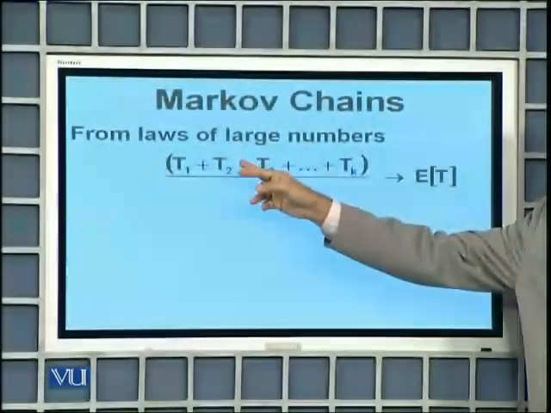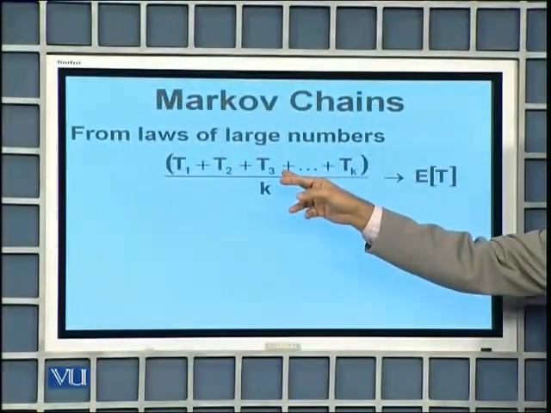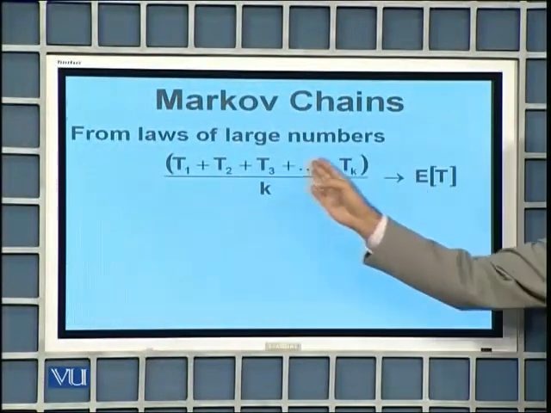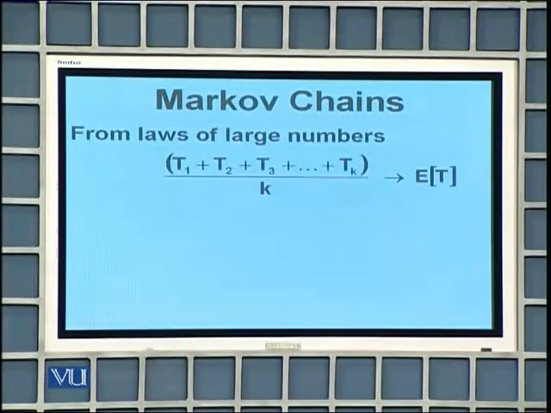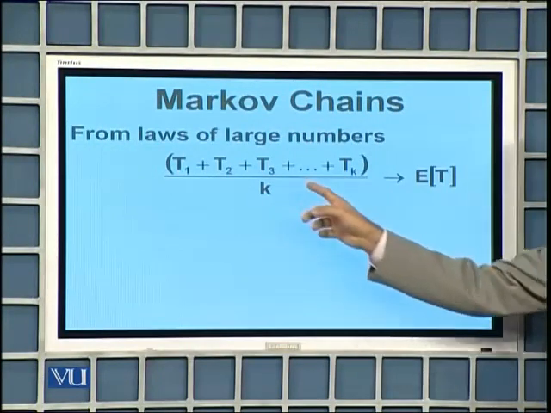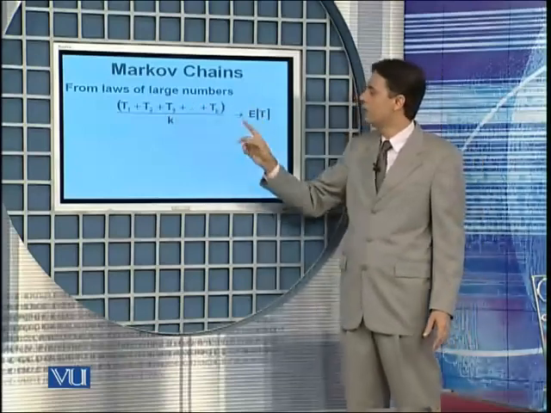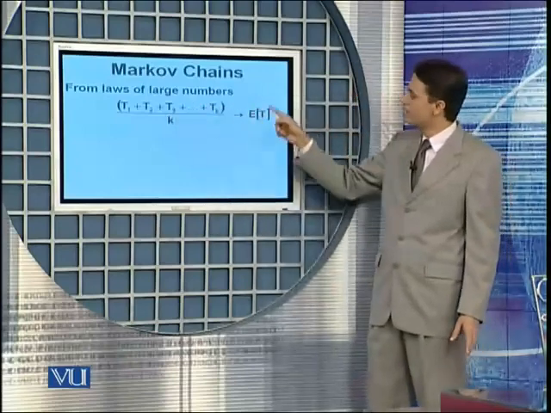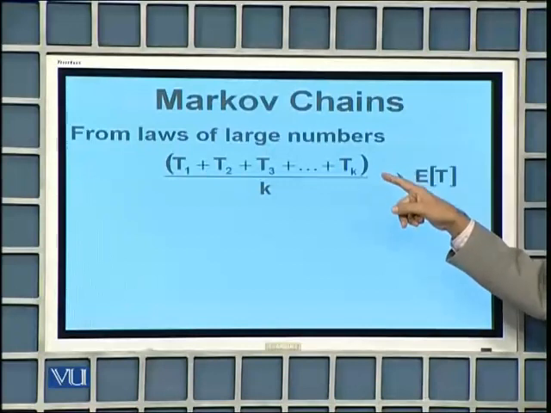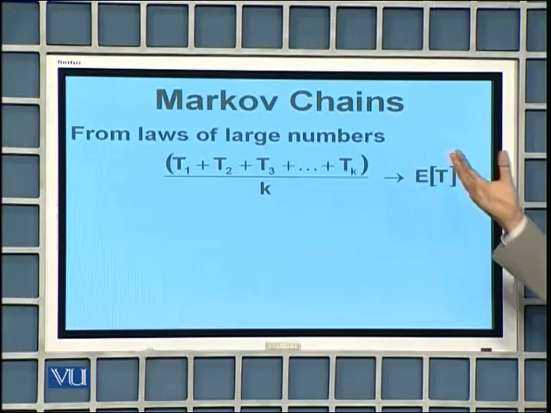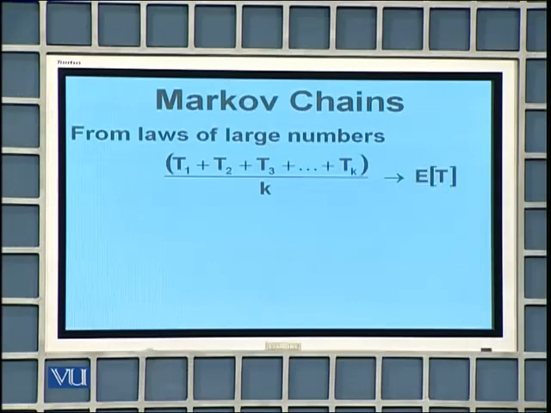So from the law of large numbers, if you have first return time plus second return time plus third return time all the way to k return times, and you take the sum of all these return times, which can be different, but you average them out by dividing this sum by k, you are going to converge to the expected value of return time for that particular state. And this is the actual expected value of the probabilistic model which these return times are going to follow.